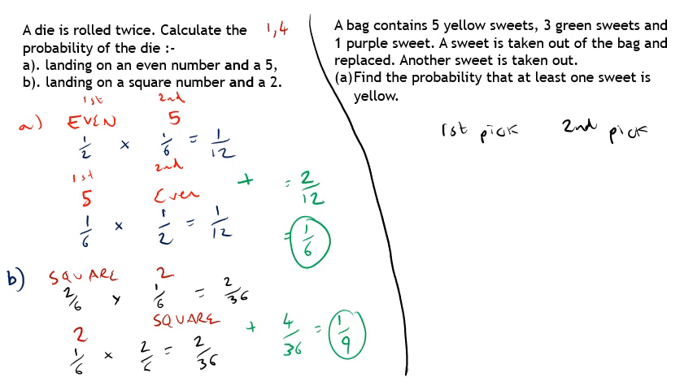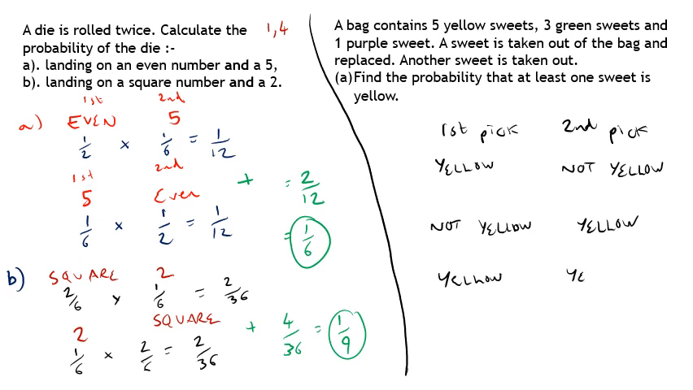So either I could get yellow, and then I could get not yellow. Or I could get not yellow, and then yellow. Or one more option this time. I could get yellow and then yellow, because that would be at least 1, okay? So then we work out each probability separately and then add them all together.